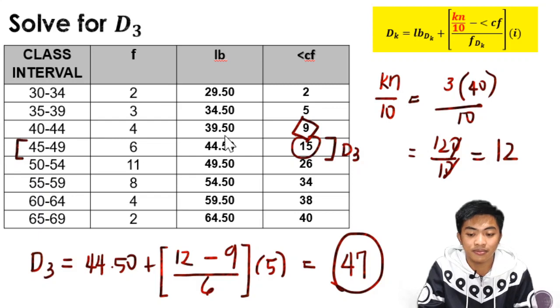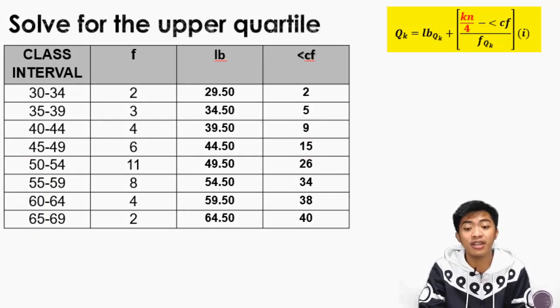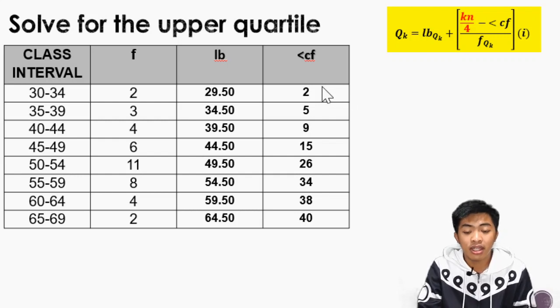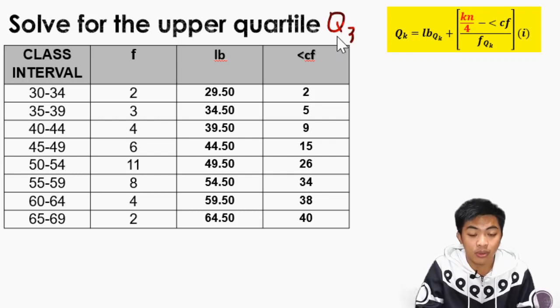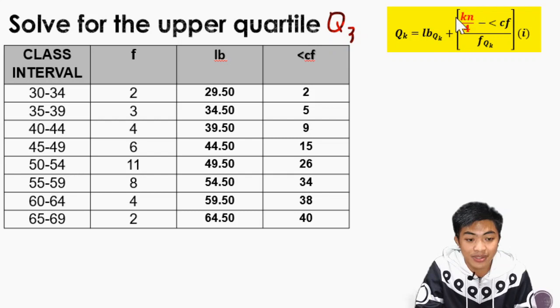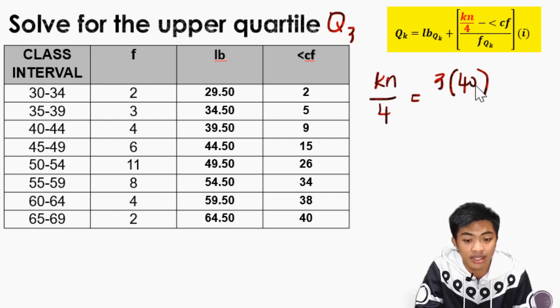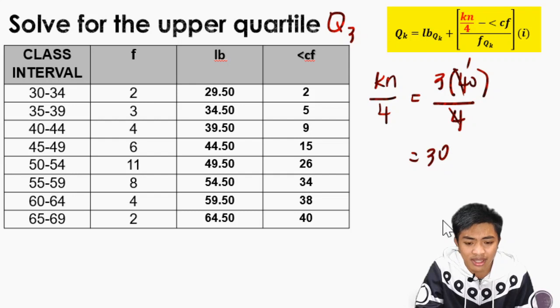Okay, so let's proceed to the last example. Solve for the upper quartile. Now, kapag upper quartile yan, that is actually the third quartile. Again, we determine the third quartile class, and we'll be using this part of the formula. kn over 4. k is 3, whatever the subscript is. And then n is 40. Well, we're using the same data set divided by 4. And so that's the answer.